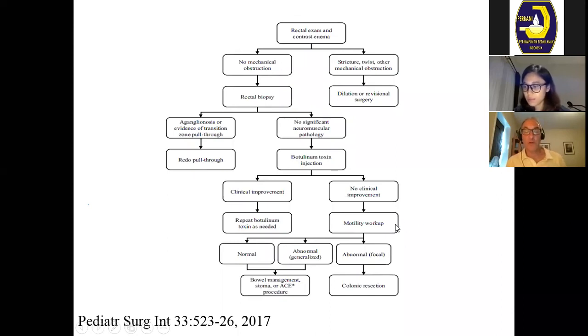If the motility workup is abnormal, but only for part of the colon, usually it's the left side, like I showed you in that image, then those children will often do well with a resection of the abnormal bowel and a redo pull-through.